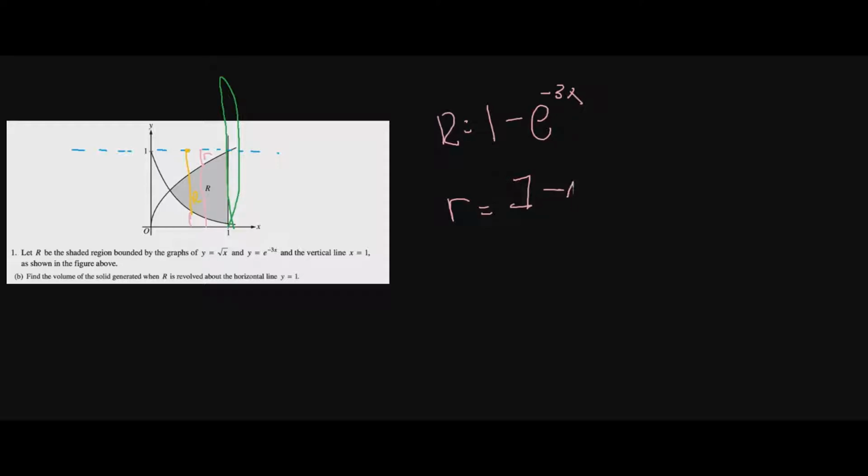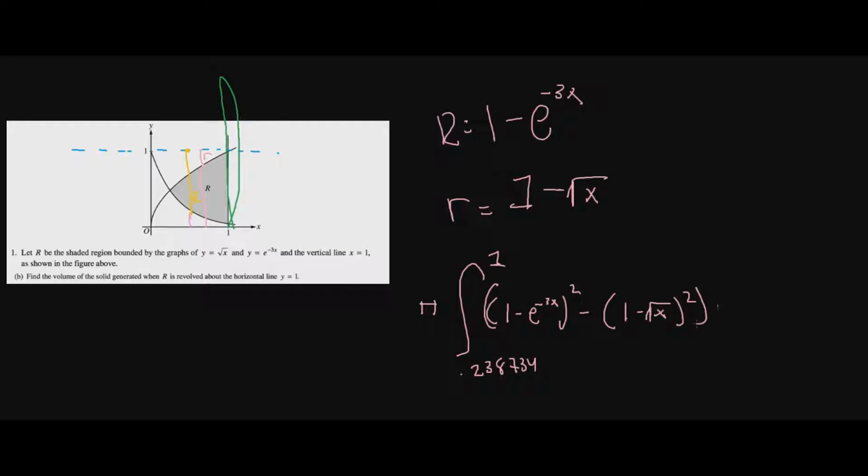That's from the function the square root of x. So our integral will be pi from, well, 0.238734 all the way to 1 of big R squared, 1 minus e to the negative 3x squared, subtracted by little r squared, 1 minus the square root of x squared dx. Bam, we are in business.